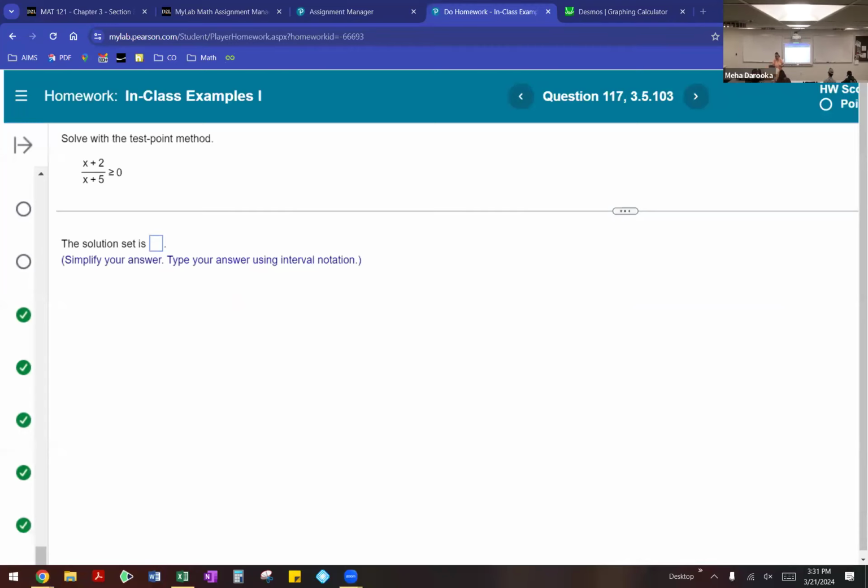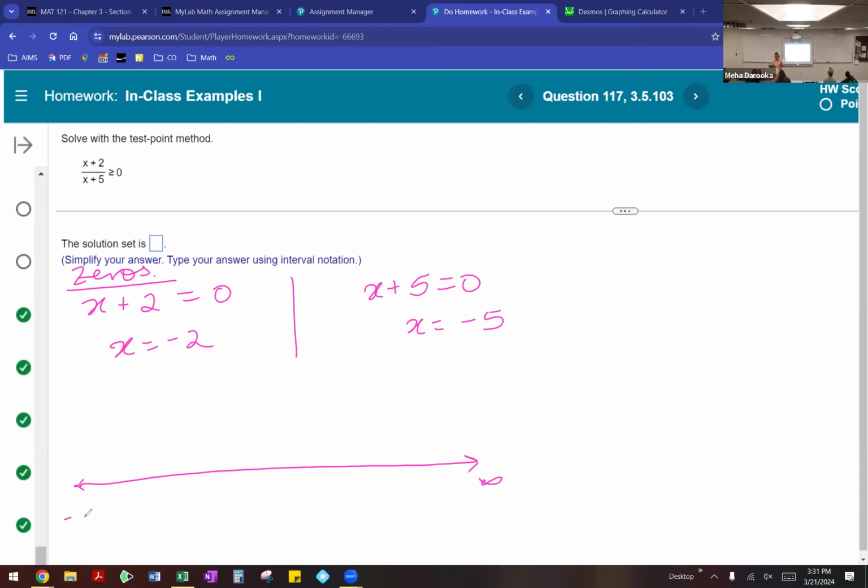So let's take a look at this guy. Our inequality is on one side. It's in lowest terms, so we don't have to do anything with that. We can start by finding our zeros. We take the numerator, set it equal to 0, and take the denominator and set it equal to 0. That will give us x equals -2 and x equals -5. So we put that on the number line. Let's see, -5 will come first, and then -2.